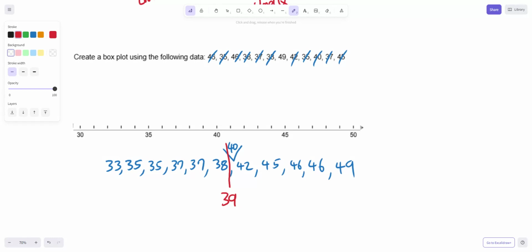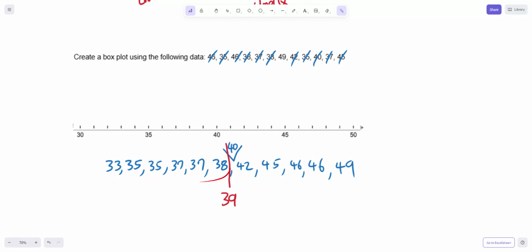This means I do count 38 in my first half because it is not the median. I used it to calculate the median, but it is not the median. I do count 40 in my second half because it is not the median. Okay, so there are 6 numbers in the first half and 6 numbers in the second half.